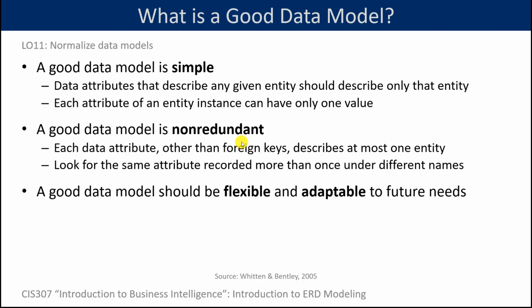A good data model is non-redundant, so we don't have duplications in attributes. We don't have an attribute recorded more than once under different names and different entities. And once your model is simple and non-redundant, it's also flexible and adaptable to future needs. It's easy to understand, modify, and improve something that is simple. If it's something that is very complex, that has a lot of redundancies and overlaps, it's hard to understand and improve or adapt for future needs.